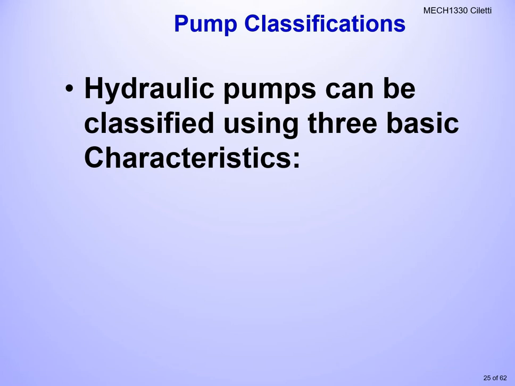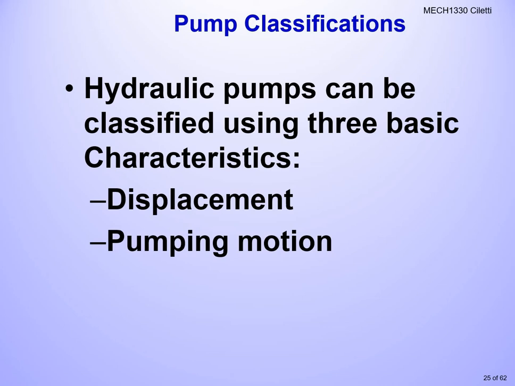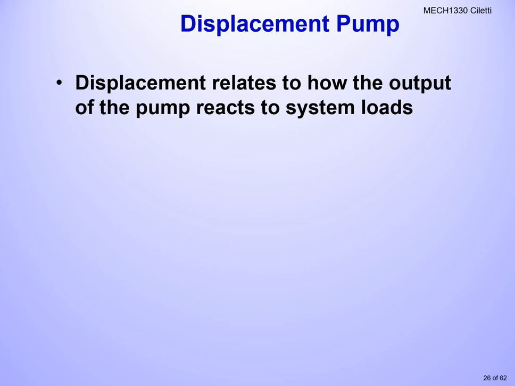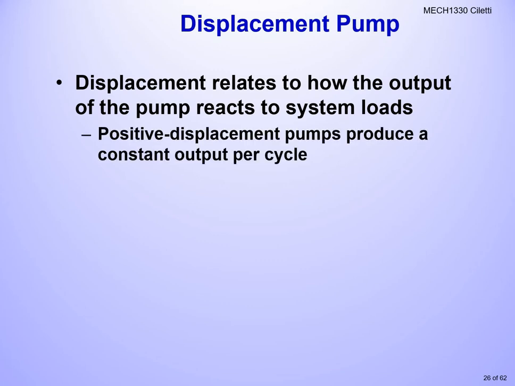Okay, so if we take a look at our hydraulic pumps, there are 3 basic characteristics: displacement, their pumping motion, and their fluid delivery characteristics. Those are the basic 3 characteristics of any pump that we're going to talk about with hydraulics. Displacement pumps relate to how the output of the pump reacts to the system. So we're going to talk mainly about 2 kinds, positive and non-positive.